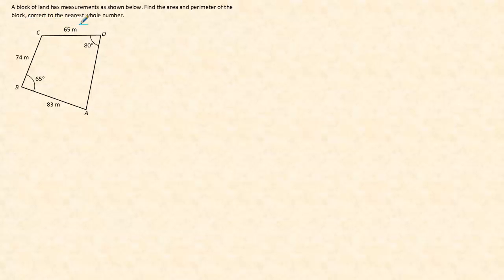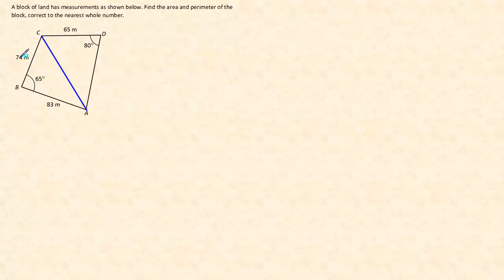A block of land has measurements as shown below. Find the area and perimeter of the block, correct to the nearest whole number. So we've got some missing pieces of information here that we're going to need to fill in. But the first thing I'm going to do is draw a diagonal in here to split into two triangles.